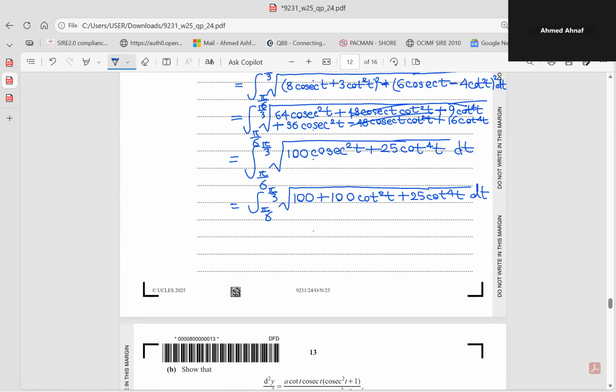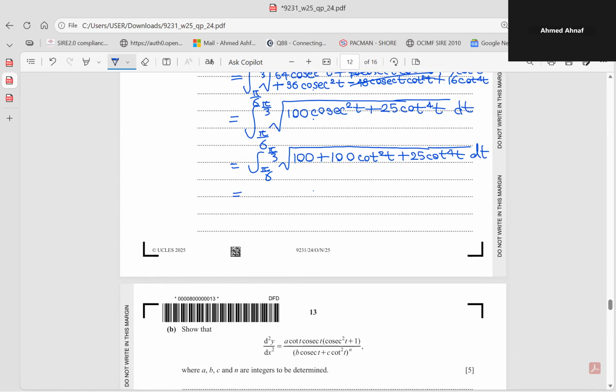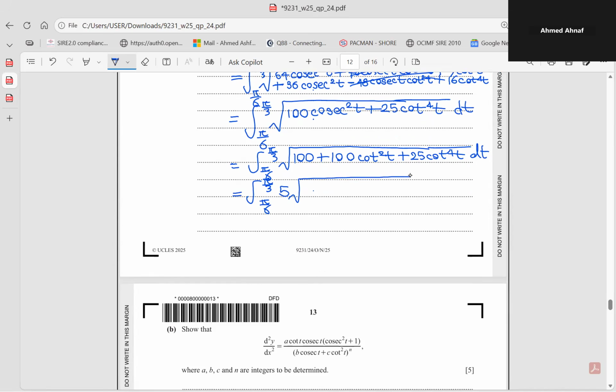Let's factor out 25. So you get square root 25, which is 5, and then the square root of cotangent to the power of 4 t plus 4 cotangent squared t plus 4.